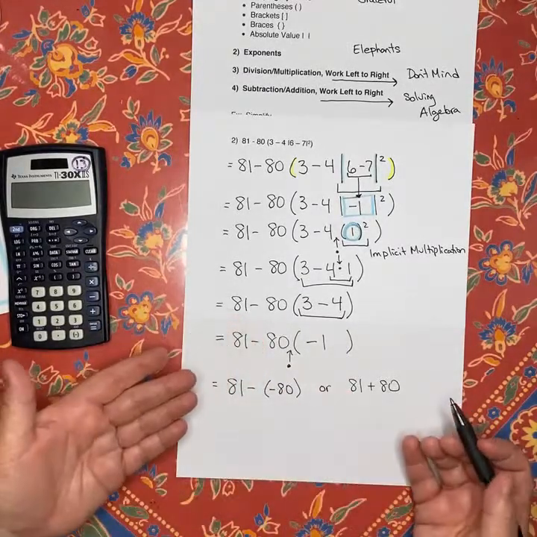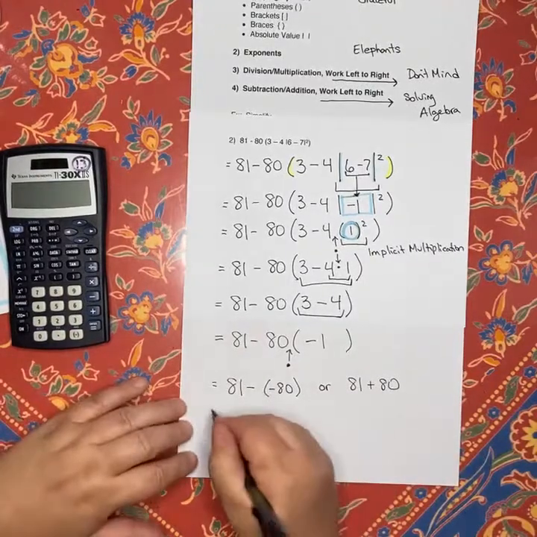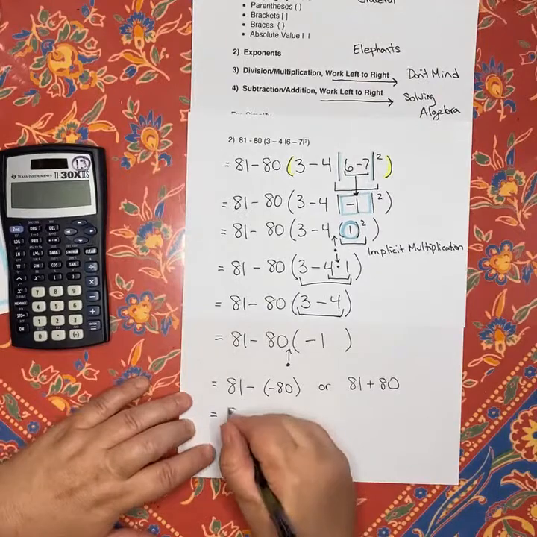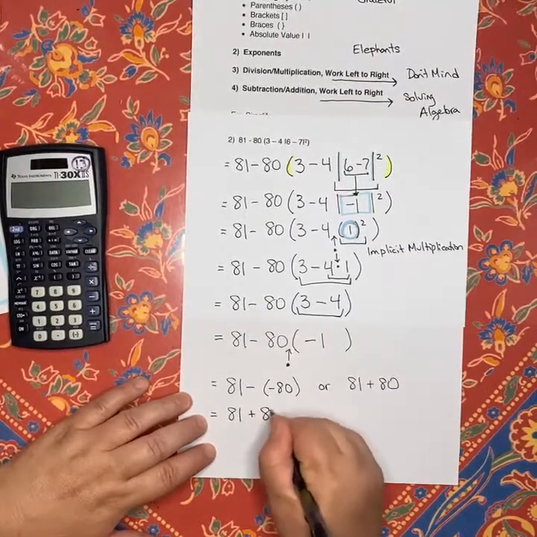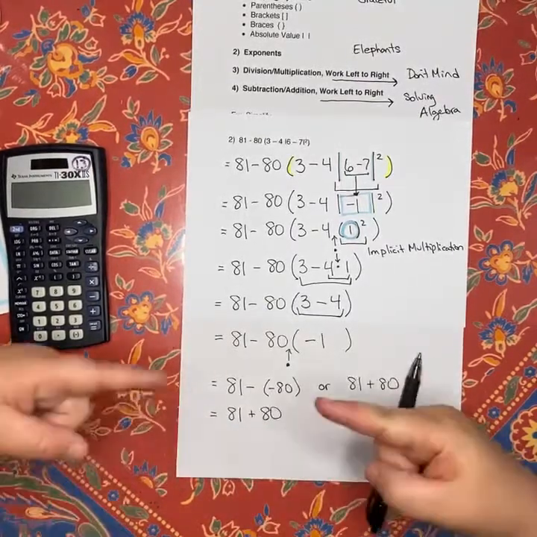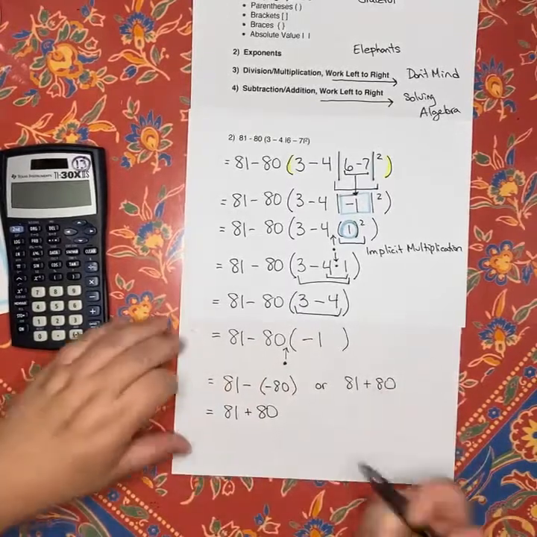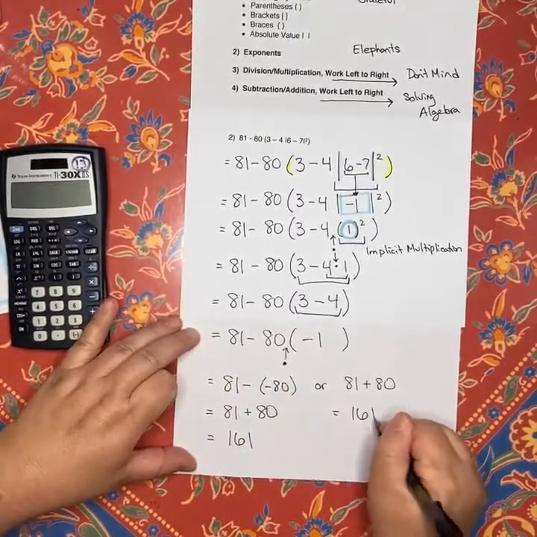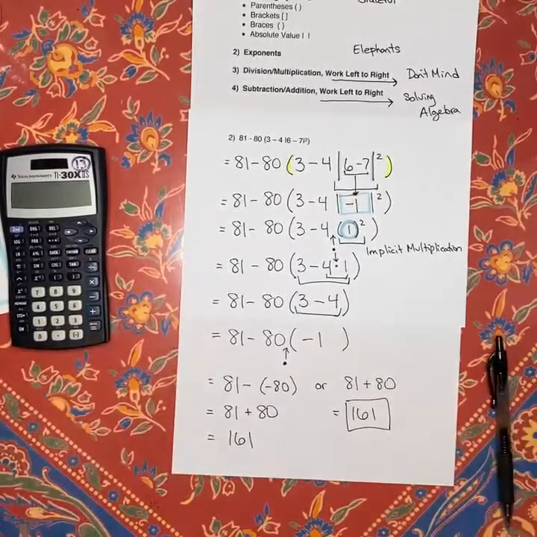And then if I were you, I'd be like, well, those are different. And I'd say, no, they're not, because this is a minus, a minus. 2 minuses in a row. 2 negatives in a row makes a plus. I get 161. Woohoo! Yay! Order of operations.